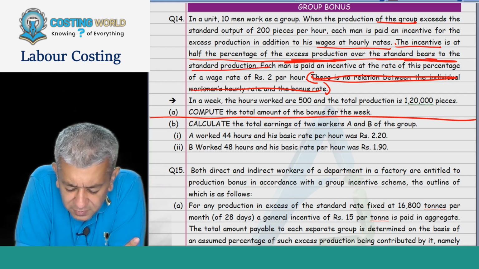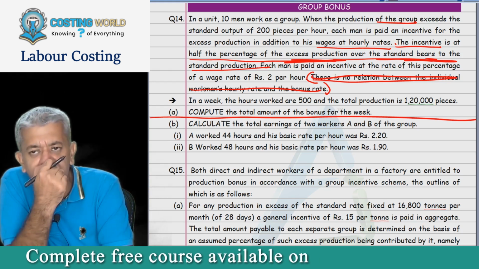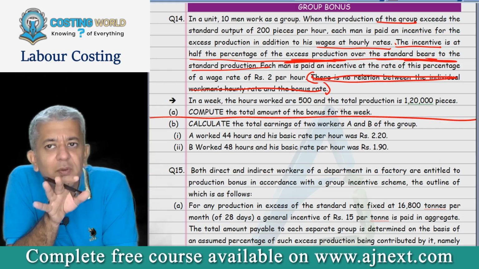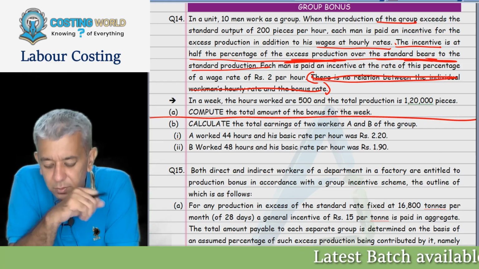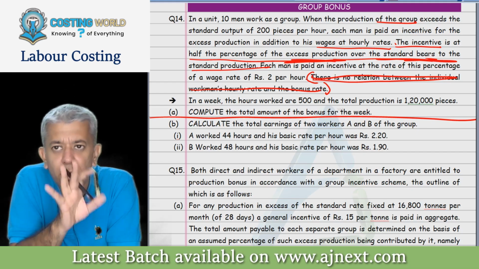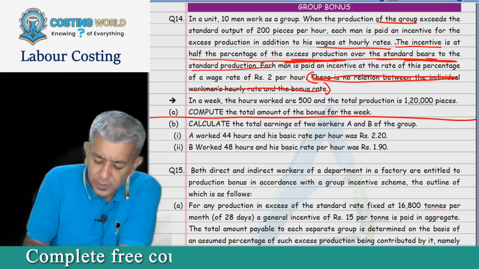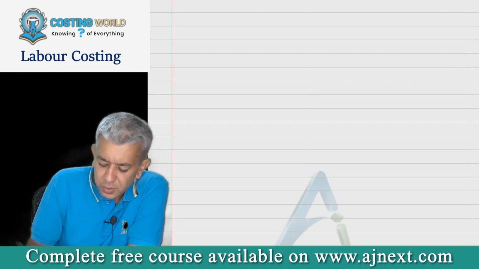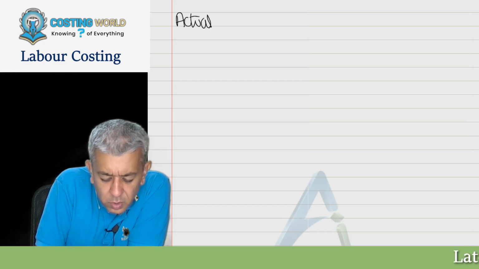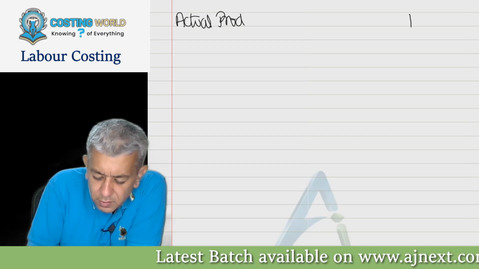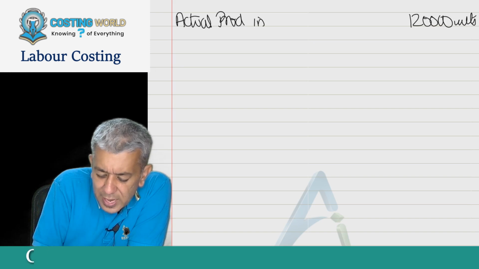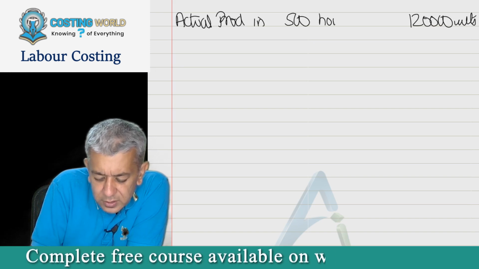Somebody might find the words very funny, but can we say you have to be finding out excess production first? You all understood that much at least? Tell me one thing, what was the actual production? You tell me that number. Actual production is 1,20,000 pieces, but obviously this is actual production in 500 hours.